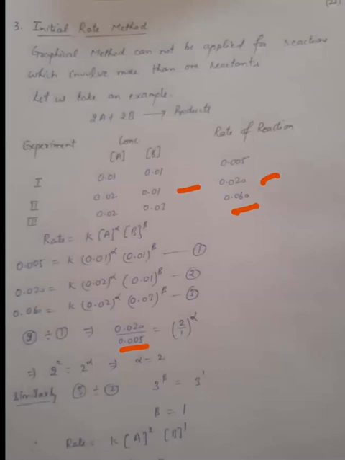So 2 to the power 2 is equal to 2 to the power alpha. By this we get alpha is equal to 2. Similarly, we have concentration of A common in 3 and 2. So on dividing 3 by 2, we get 3 to the power beta equal to 3 to the power 1. So beta is equal to 1. So by putting the value of alpha and beta in this equation, we get the order of the reaction.